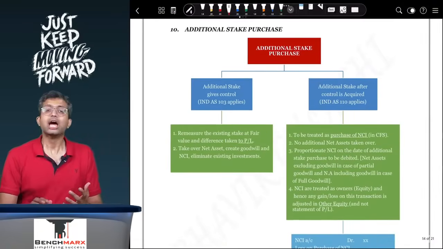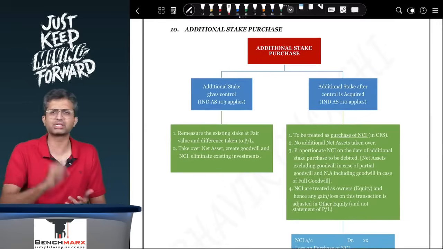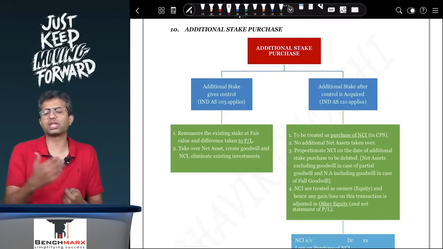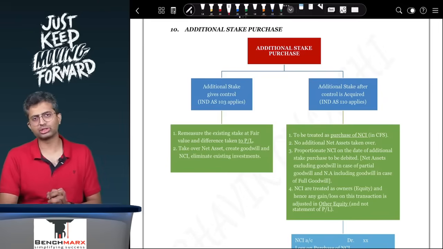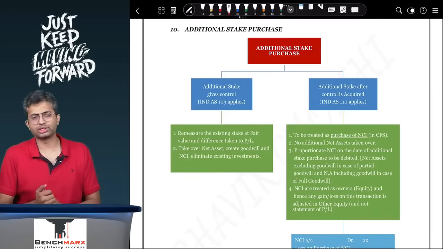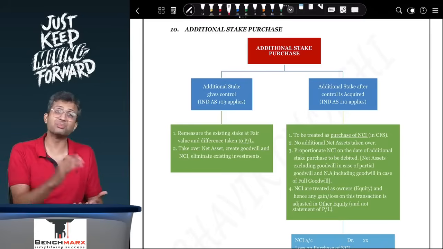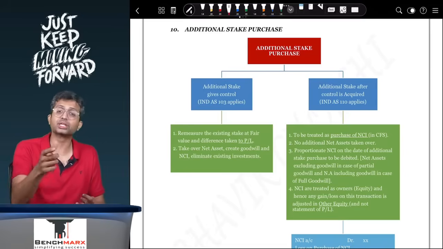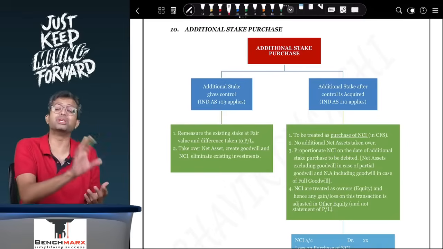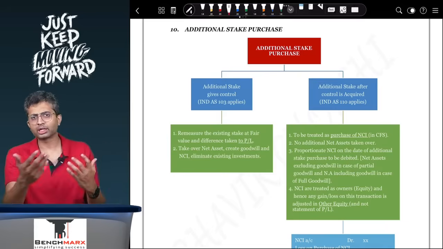Then there are a couple of adjustments for which a full-fledged question does not come, but maybe smaller adjustments can come. That is, if you were to take an additional stake, or if there was a stake sale. We first study additional stake. Additional stake which may give you control, or additional stake which does not give you control. For example, you were owning a 20% stake and you acquire the remaining 80%, which gives you control, in which case Ind AS 103 will apply, which tells you that the existing investment will be revalued at fair value, and then you will take over all assets, all liabilities, and create goodwill.